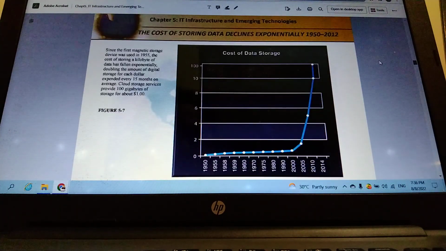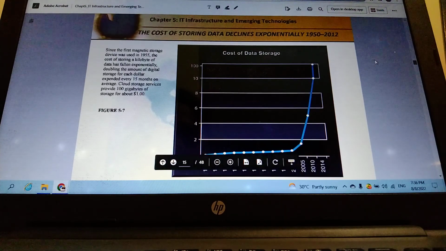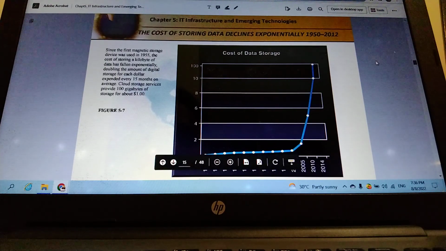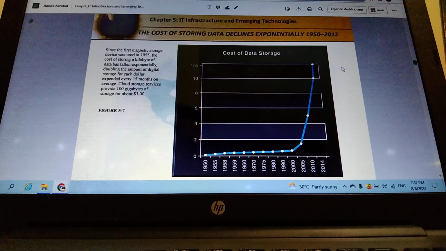And like what I mentioned earlier, the cost of data storage is actually getting cheaper and cheaper. As you can see, this is quite outdated data as well, but of course you can get the latest data from the internet today. For a huge amount of data, the cost is really getting cheaper and cheaper. For example, cloud storage services provide 100 gigs of storage for just $1 USD.